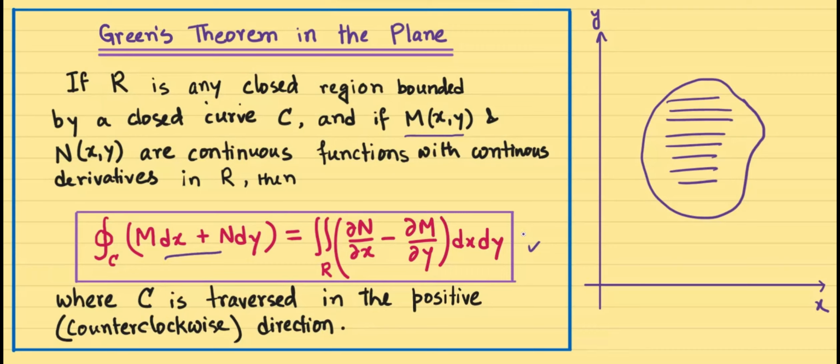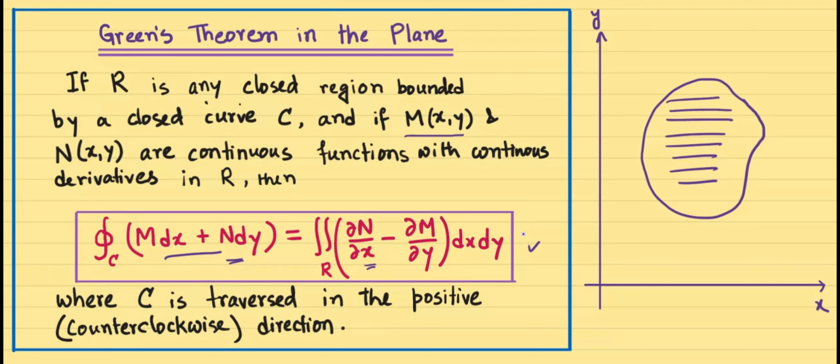So here M is accompanied by dx. On the right hand side, M is differentiated by y. On the left hand side, N is accompanied by dy, and on the right hand side, N is differentiated by x. It's a nice little contrast, and on the left hand side we have a plus sign in between, whereas on the right hand side we have a negative sign in between.